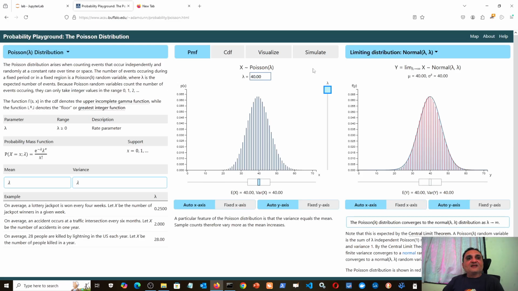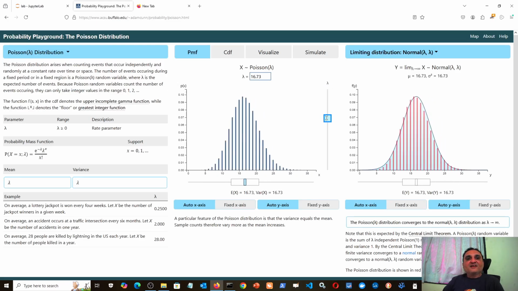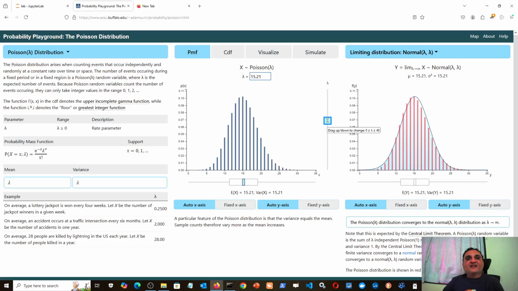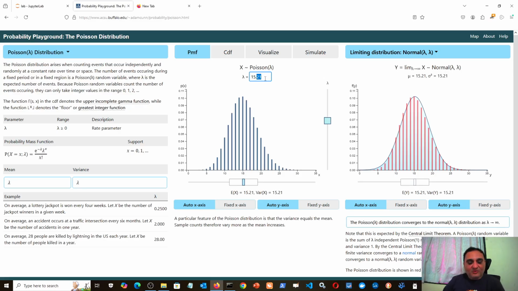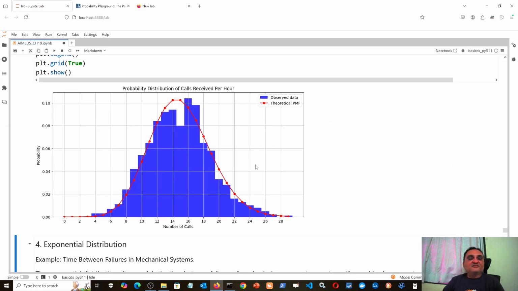So let us see here. I adjust lambda equal to 15, and I should get that kind of graph, right? So 15 exactly, or I think I should be able to put, yeah. Okay, so this is the graph, and it is exactly the graph which we have plotted here.